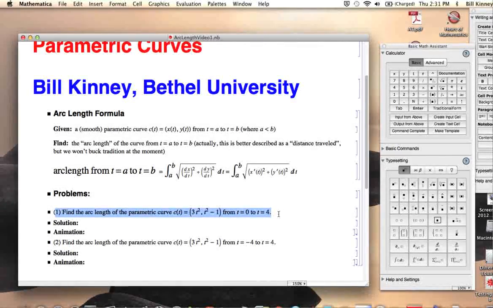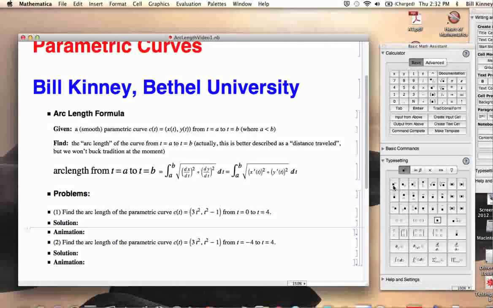Find the arc length of this parametric curve, c of t equals 3t squared as the first coordinate or component, and t squared minus 1 is the second, from t equals 0 to t equals 4, and then we're going to consider that same parametric curve but over a different interval from -4 to 4. I'm not quite sure if I'll have the time to get to that in this video. I'd like to make these videos about 10 minutes each. We'll see how it goes here.